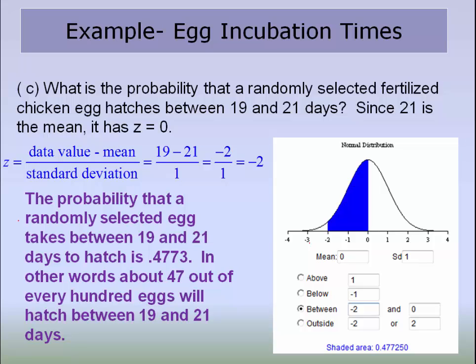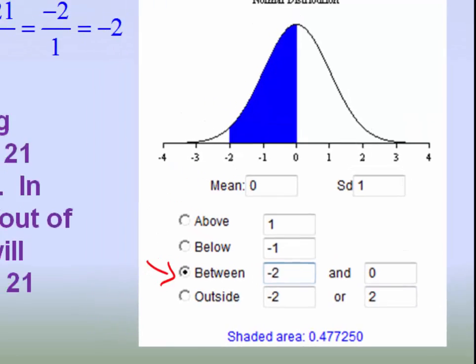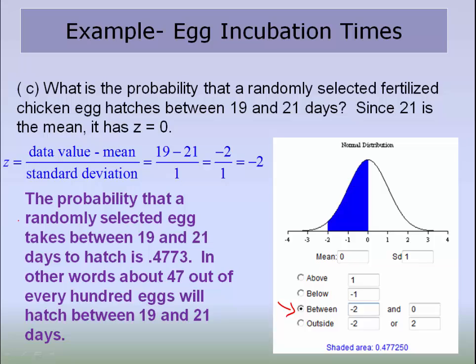And using our website, the probability that a randomly selected egg takes between 19 and 21 days to hatch, so that would be between a z of negative 2 and 0, is 0.4773. In other words, about 47% of every 100 eggs will hatch between 19 and 21 days.